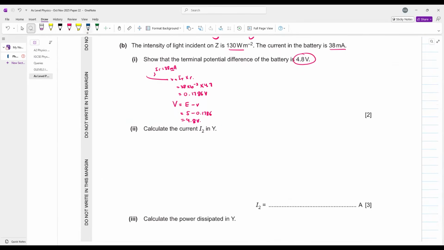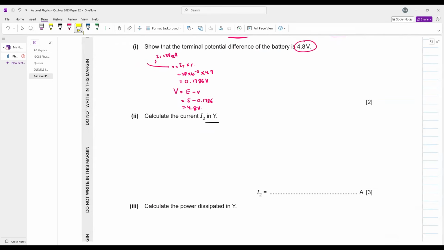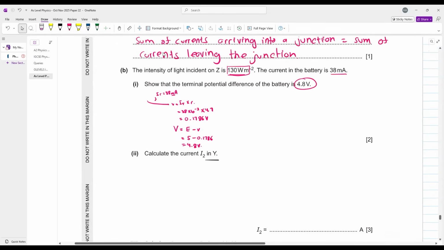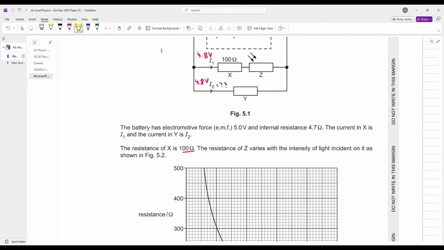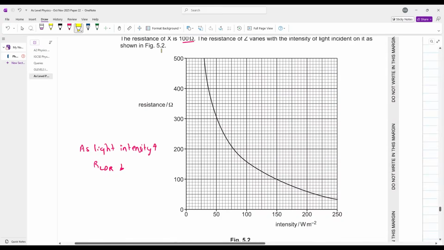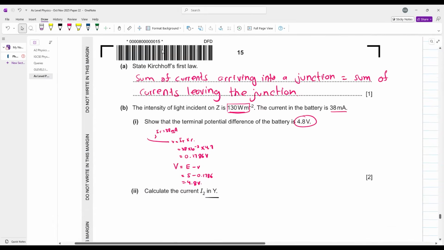Now you have to calculate the current I2 in Y. Let's see what the examiner is asking us. We have to calculate the current in this branch, the I2 branch. First of all, can you realize the LDR is working at a light intensity of 130?